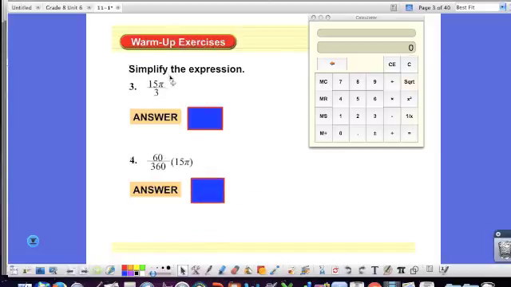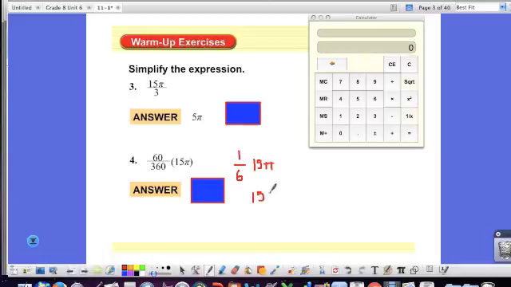Next one, 15 pi divided by 3 would simplify to 5 pi. And 60 over 360, that's going to simplify to 1/6 times 15 pi. That's 15 pi over 6. Those are both divisible by 3. So that's 5 pi over 2.